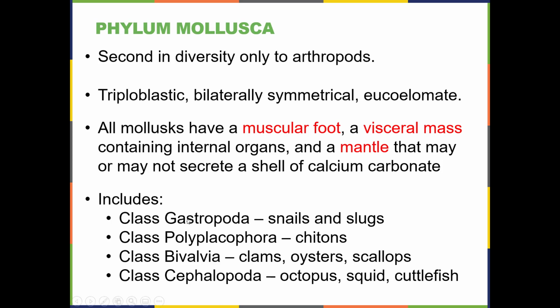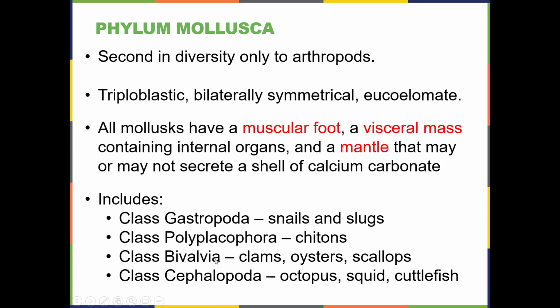There are 4 classes that you need to know the names of. So class Gastropoda, you need to know that particular class name, and you need to know that members of that class would be snails and slugs. Snails have a shell, slugs do not. Class Polyplacophora, you want to say that out loud, Polyplacophora, include animals that are called chitons. CH is a hard sound, so chitons. We'll look at some pictures of those.